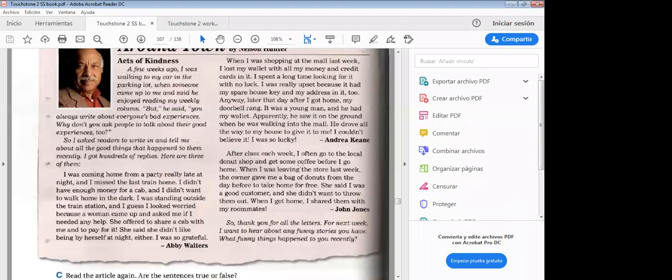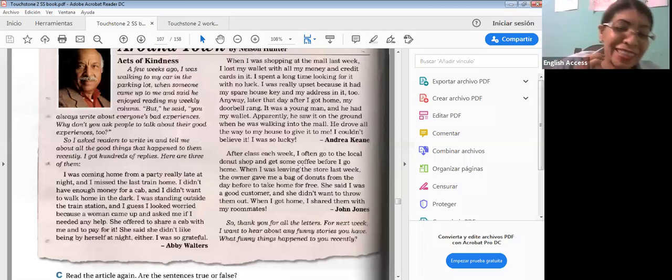After class each week, I often go to the local donut shop and I get some coffee before I go home. When I was leaving the store last week, the owner gave me a bag of donuts from the day before to take home for free. She said I was a good customer and she didn't want to throw them out. When I go home, I share them with my roommates. Okay, let's finish, please.